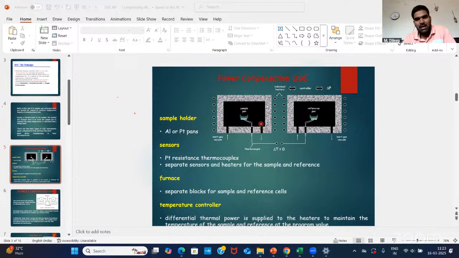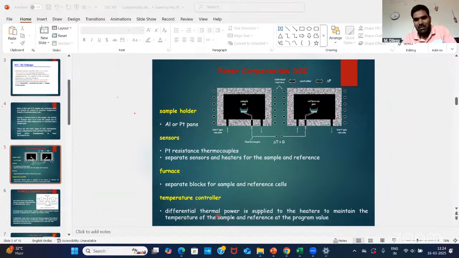So in DTA, what happens? There will be only one furnace, and the sample and reference are connected and made to stay at the same temperature. But in the DSC, what happens? The chambers are different, and the heaters are different for sample and reference pans, and they are made to keep the same temperature. Okay, temperature control. Differential thermal power is supplied to the heaters to maintain the temperature of the sample and reference at the program value.